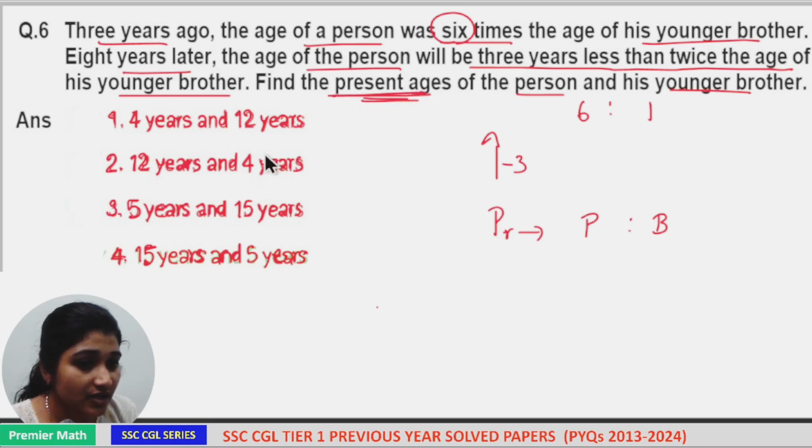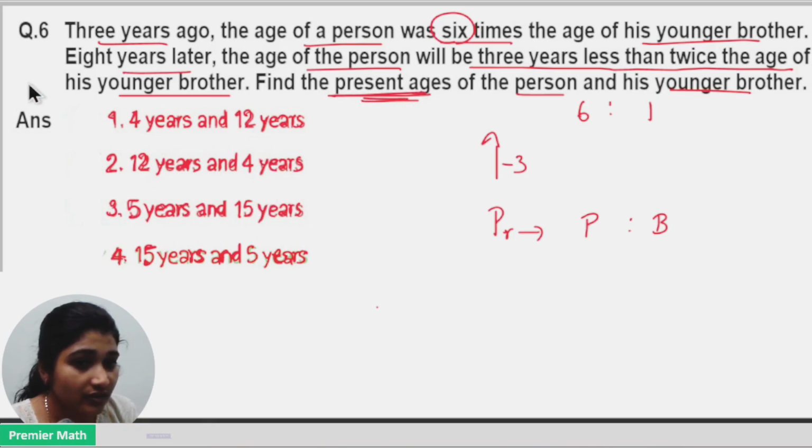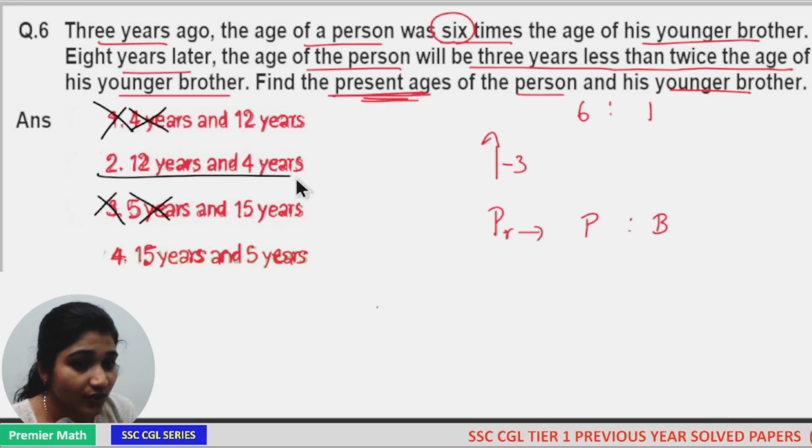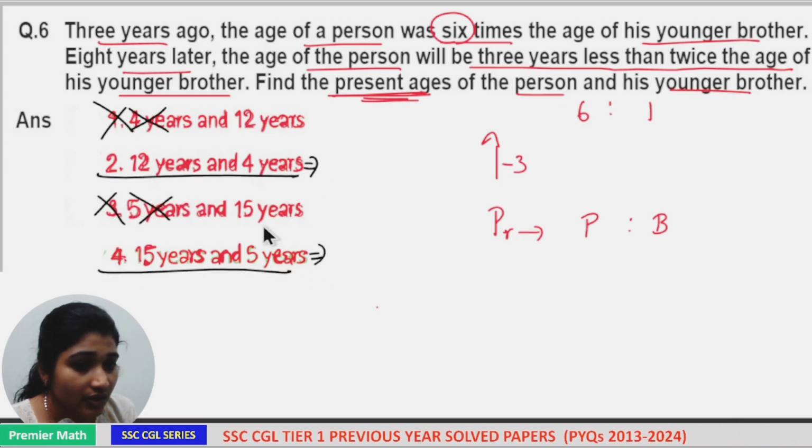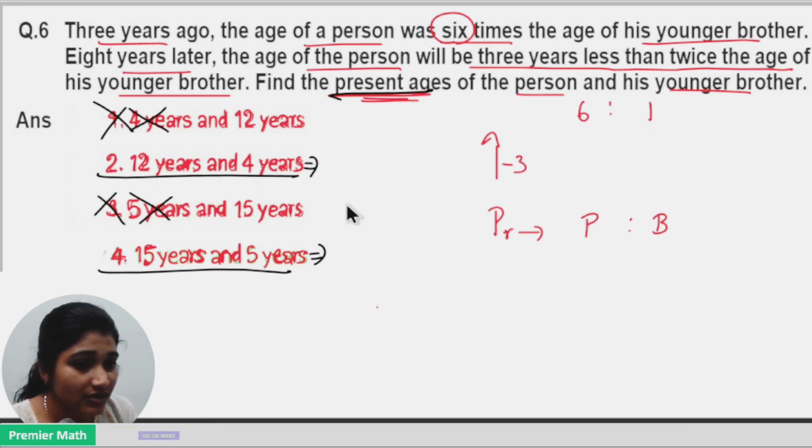Now the present age ratio is given in the options, and options 1 and 3 are eliminated because here the person's age is lesser than his younger brother's in these two ratios. So either option 2 or 4 will be your answer. Let's verify it. Here this is the present ratio. Let's take the ratio 3 years ago. That should be 6 is to 1.